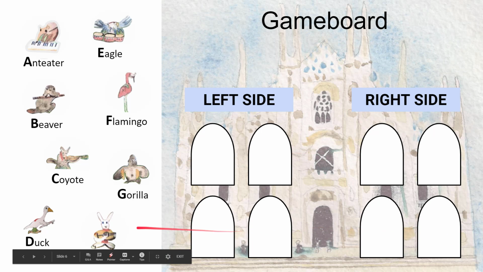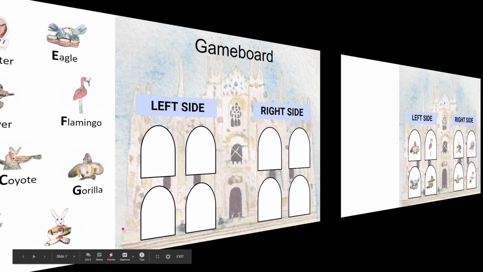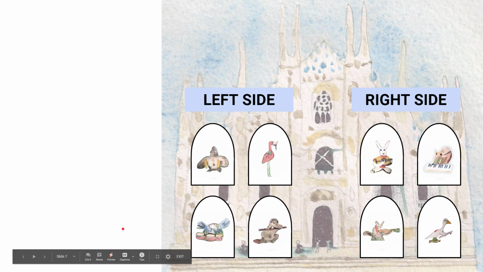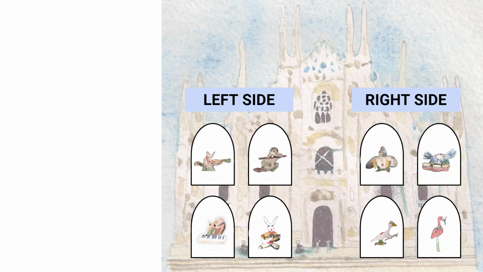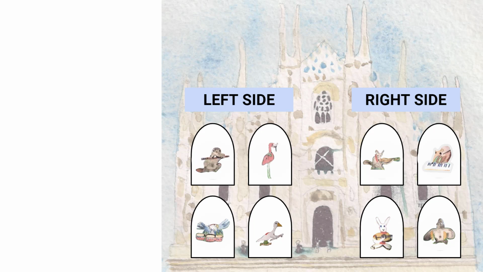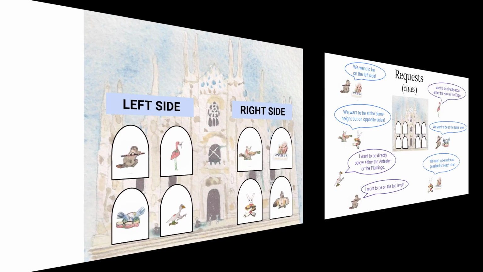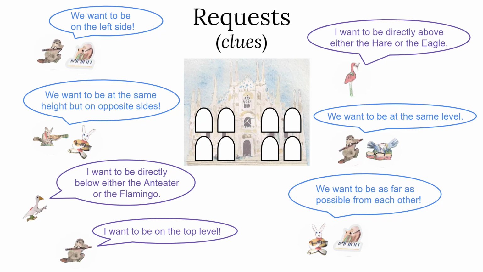the bottom. And so these musicians could be placed in very different ways, like for example in this way, maybe this way, or maybe in this way. One animal in each window. But there's a catch. Actually, animals have requests, and a request is just a clue.